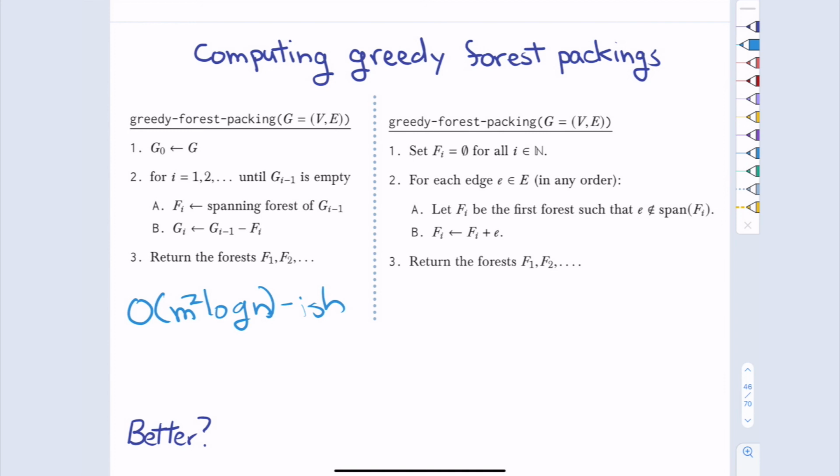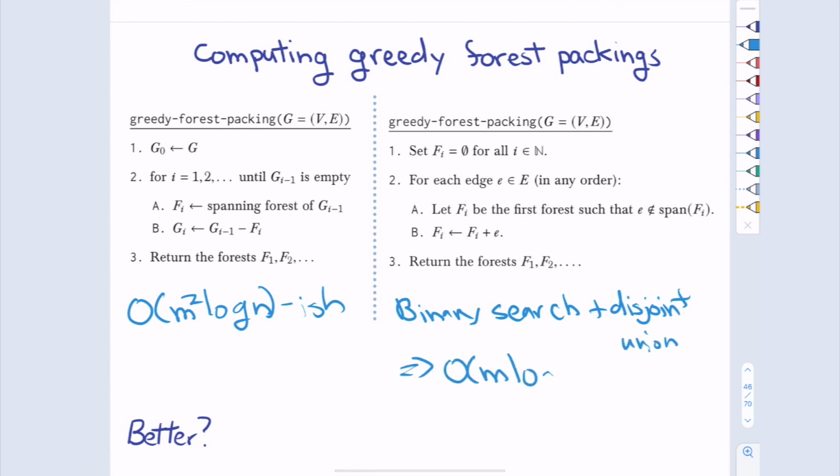Okay? And then maybe we can also do a disjoint union to keep track of the tree, so you can quickly figure out if it's spanned or not. Okay, so some binary search plus some data structures will get you m log n times, that crazy thing that shows up as a disjoint union data structure called the inverse Ackermann, which is much smaller than log n. Can you do even better?